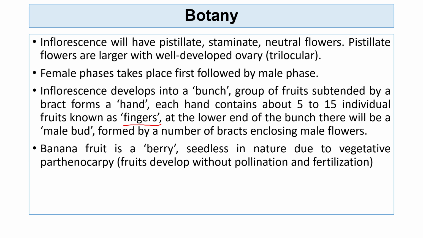So the whole fruits together with the flower stalk is termed a bunch. In the bunch, there are groups of fruits subtended by a bract, termed hands, and each hand contains 5 to 15 individual fruits, termed fingers. The banana fruit is a berry, and as we all know, banana is seedless in nature. The seedlessness in banana is due to vegetative parthenocarpy. Parthenocarpy, as you know, is the development of fruit without pollination and fertilization.